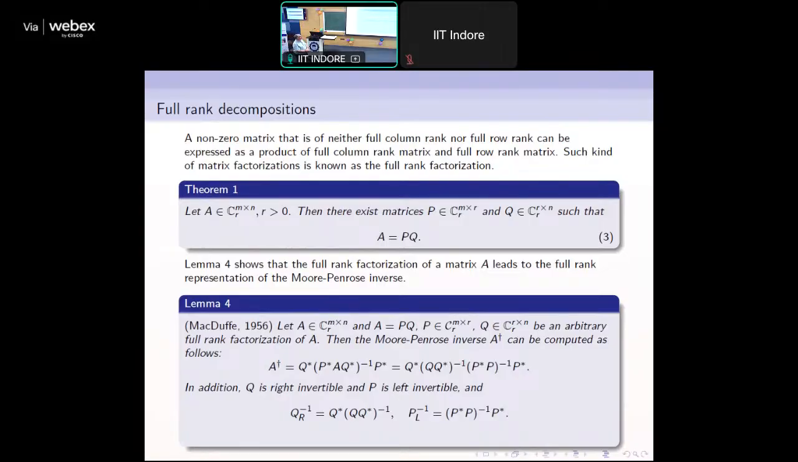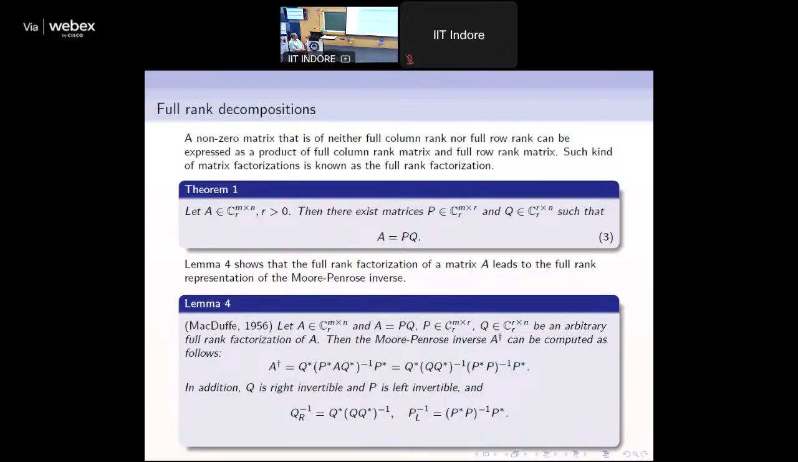For our research here, the most important thing to mention is the so-called full rank decomposition. We have an m times n matrix A of rank r, and then it is possible to find two matrices P and Q such that A is represented as the product of such two matrices. Matrix P is of full column rank. Matrix Q is of full row rank.